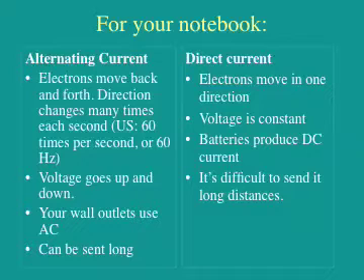At this point, you'll need to get out your notebook and take some notes on the difference between alternating and direct current. In alternating current, or AC, the electrons move back and forth. The direction changes many times every second. Here in the US, the direction changes 60 times every second, or 60 hertz. You may have seen this 60 Hz as you tried to find information on appliances at home. This is different in other countries, which is why you can't simply plug your hairdryer into a plug in France and expect it to work just right.